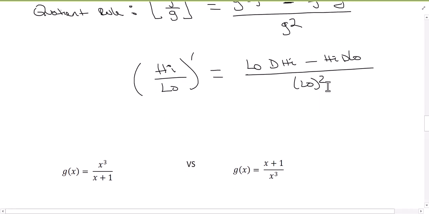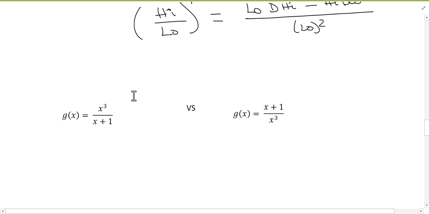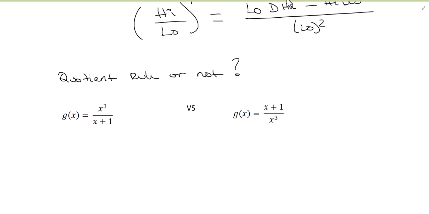So let's look at these two. Which one requires the quotient rule and which one does not? When you look at the first one, g of x, quotient rule or no quotient rule? Okay, let me write that down. To determine whether you need the quotient rule, ask: can you rewrite it in a way that you don't need it? Can you write it so that you need, for example, the general power rule, or the e to the kx rule, or the product rule?